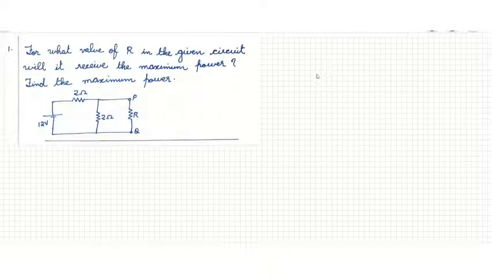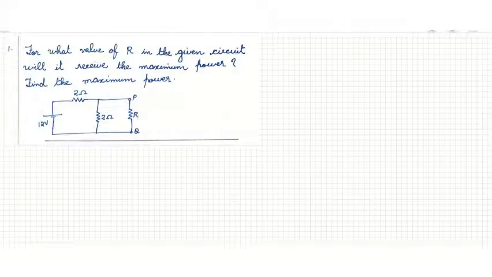Let's consider a problem. For what value of R in the given circuit will it receive the maximum power? Find the maximum power. This is the resistor R. So we have to find out the value for R in order to get the maximum power.